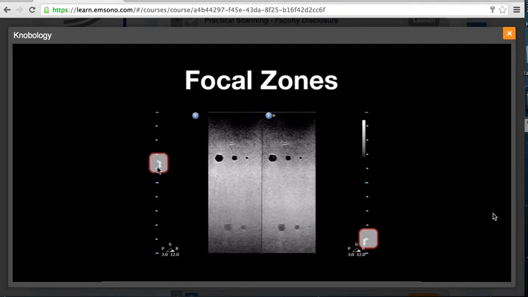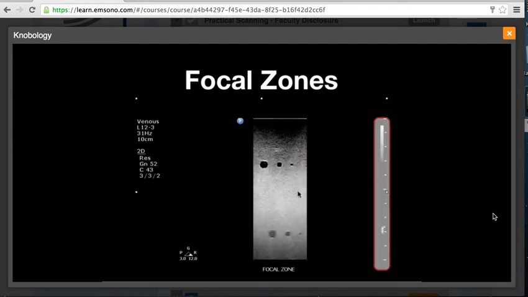Here's an example here on a Phantom. We've got a split screen here where the focal zone is in this mid-range here, and then we brought the focal zone down in the far field. You can see that the structures in the far field are better visualized when the focal zone is brought down to about that level. So it's important to keep that in mind when scanning, that you keep the focal zone at the level of the target structure.